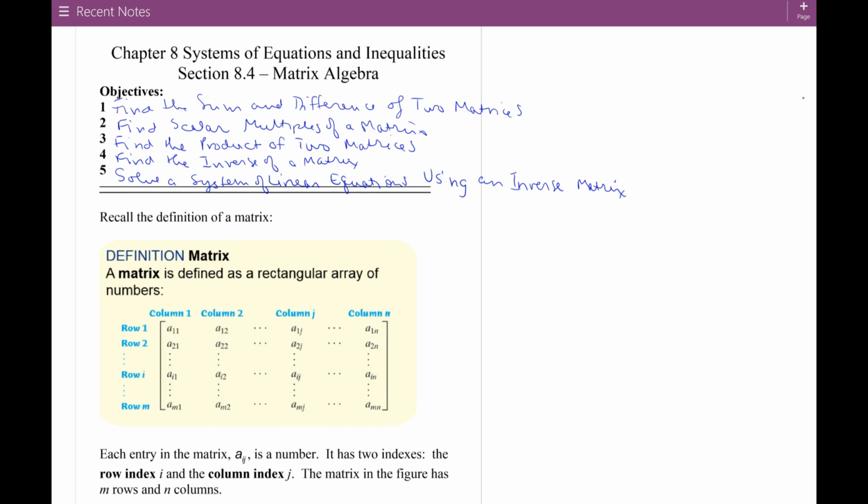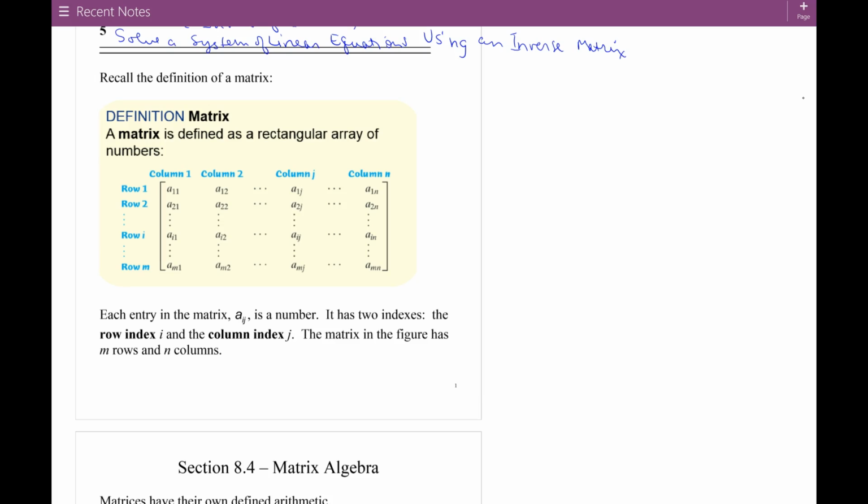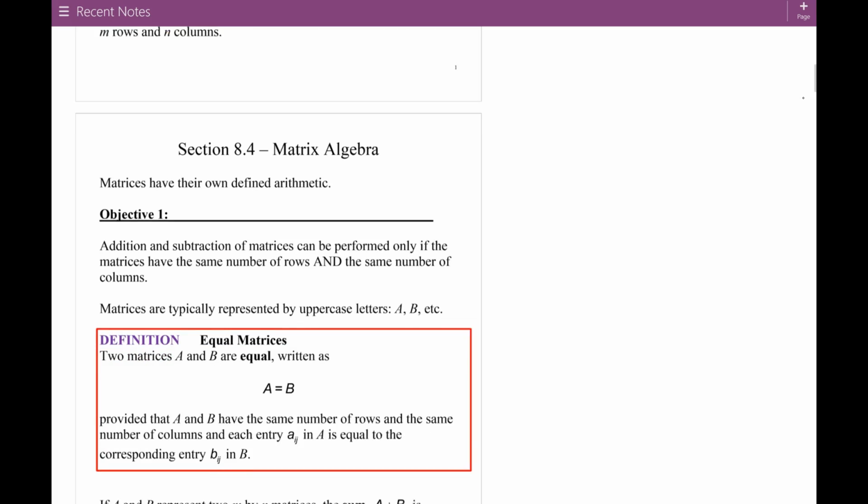So recall the definition of a matrix is just a rectangular array of numbers. So they're arranged in rows and columns. And basically, this is what you're using if you use an Excel spreadsheet. You're putting things in rows and columns. Each entry in the matrix is called A sub ij, where i is the row and j is the column. And the matrix shown has m rows and n columns. So always count rows first and then columns.